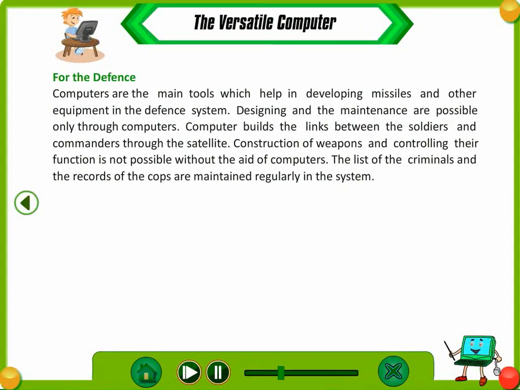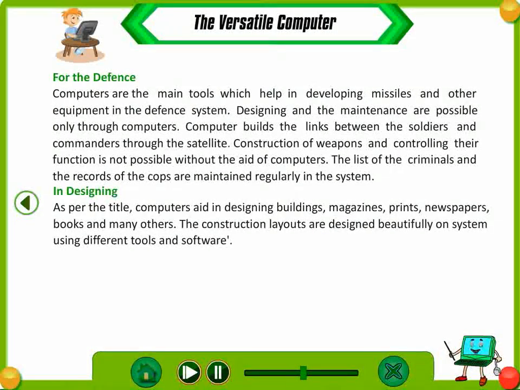For the defense, computers are the main tools which help in developing missiles and other equipment in the defense system. Designing and maintenance are possible only through computers. Computers build the links between the soldiers and commanders through the satellite. Construction of weapons and controlling their function is not possible without the aid of computers. The list of the criminals and the records of the corpse are maintained regularly in the system.